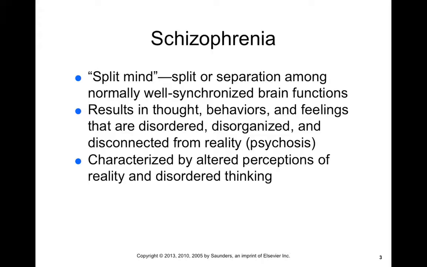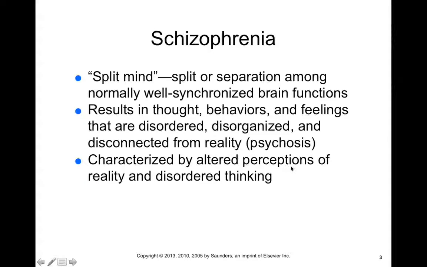Okay, so in this chapter, chapter 48, we'll talk about the neurobiology of psychotic illnesses. The first one we'll talk about is schizophrenia. Schizophrenia literally means split mind, and it's a split or separation among normally well-synchronized brain functions. Therefore, this results in thought, behavior, and feelings that are disorganized, disordered, and disconnected from reality. We call this a psychosis if it's disconnected from reality.